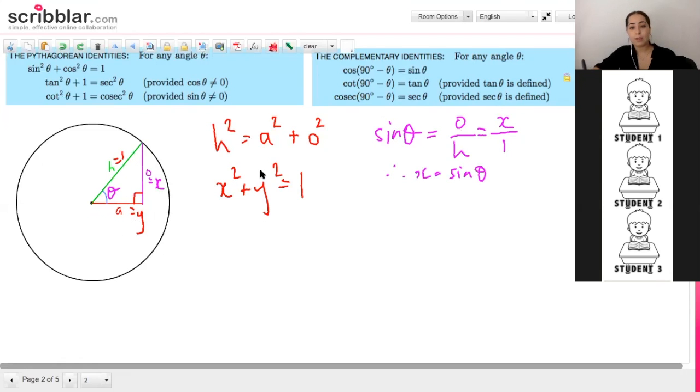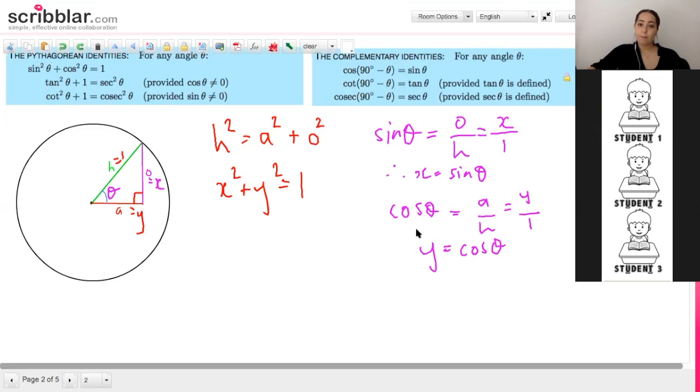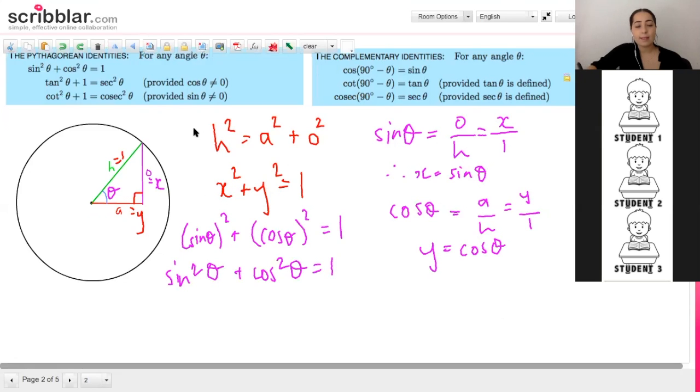And let's do one for cos as well. So cos theta equals adjacent over hypotenuse. Yep. And adjacent is represented by the letter y. Y over 1. Yep. So y equals cos theta. Okay, so just off this, we can substitute these values of x and y into your equation here. So x equals sine theta is coming here, and y equals cos theta is coming here. So I get sine theta all squared plus cos theta all squared equals 1. I just expand that, and I get sine squared theta plus cos squared theta equals 1. And that's the first identity there.